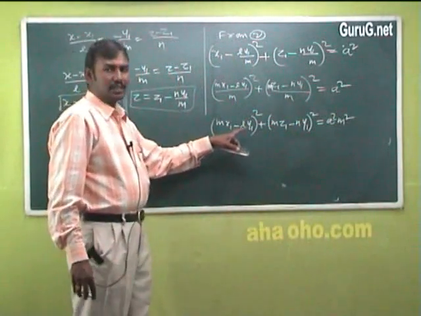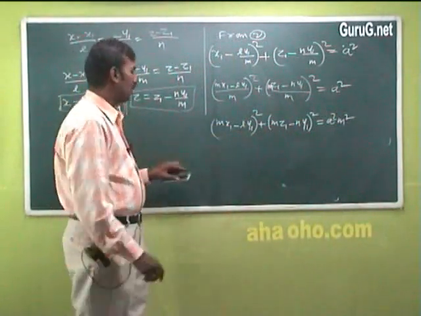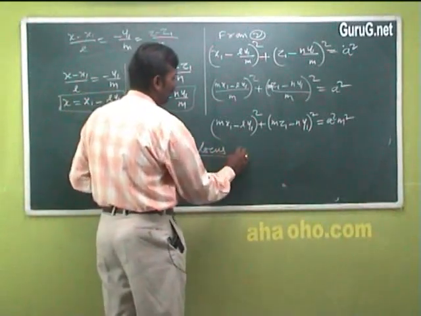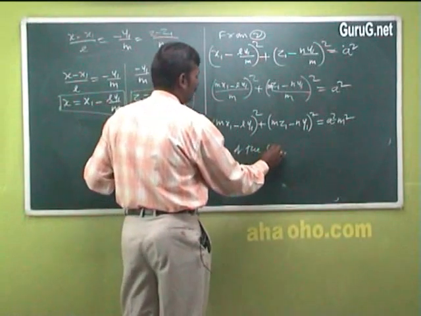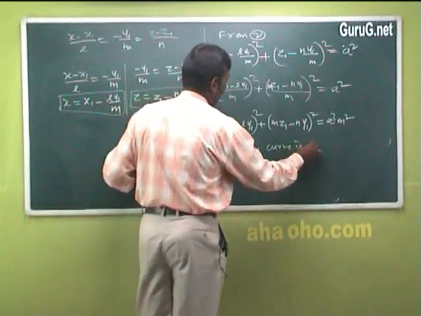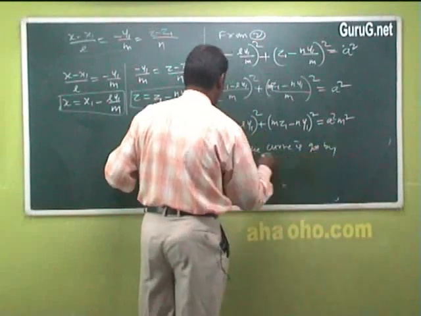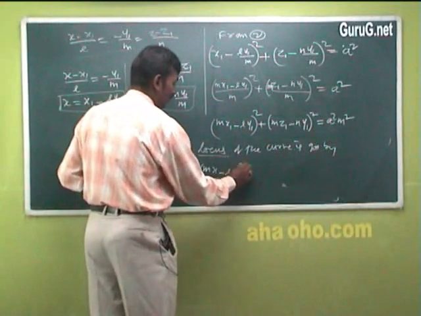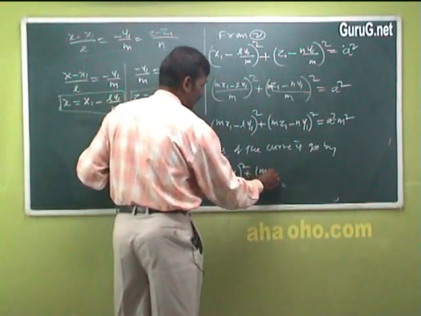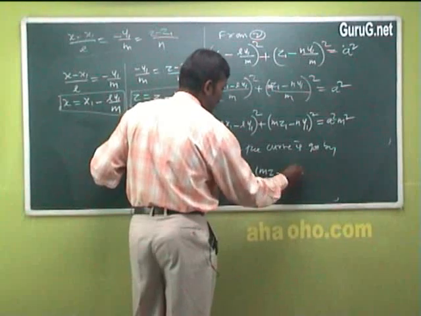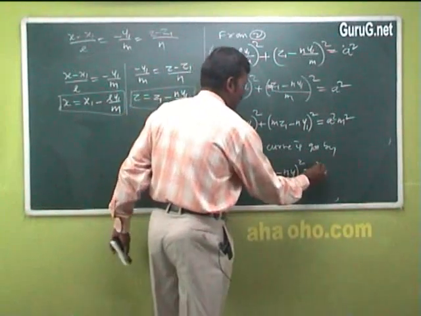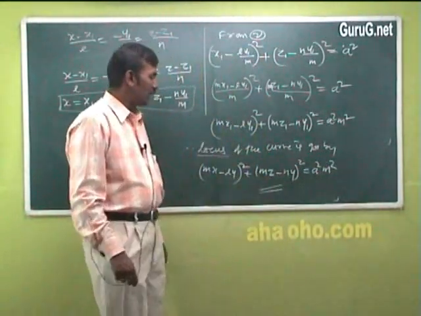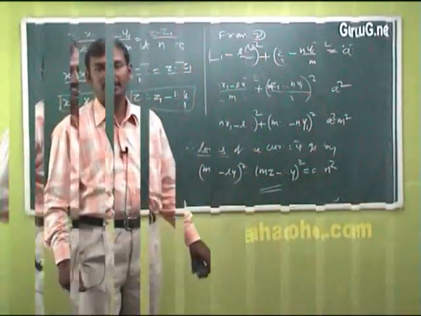Since (x1, y1, z1) is any point on the generator, therefore the locus of the curve is given by (M x minus L y) the whole square plus (M z minus N y) the whole square equal to a square M square, which is the equation of the required cylinder.